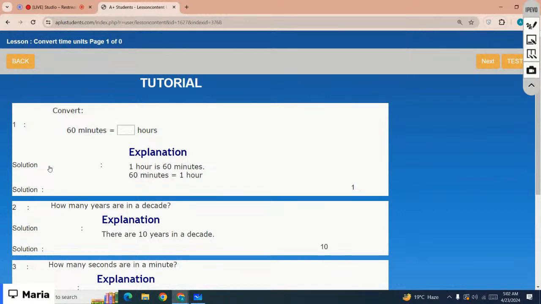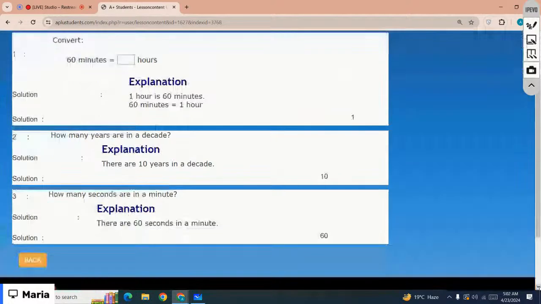How many years in a decade? Which is the correct option? There are 10 years in a decade, right? The correct option is 10. How many seconds are in a minute? Which is the correct option? In 1 minute, 60 seconds. The correct option is 60.